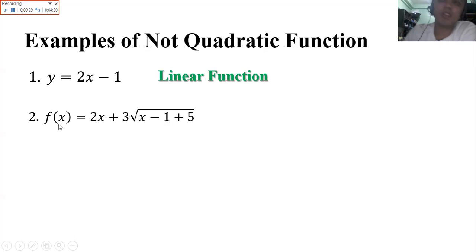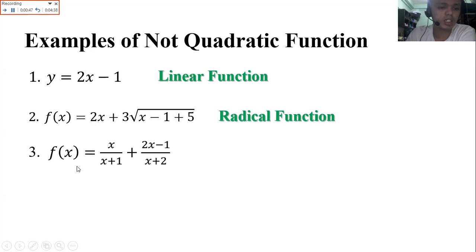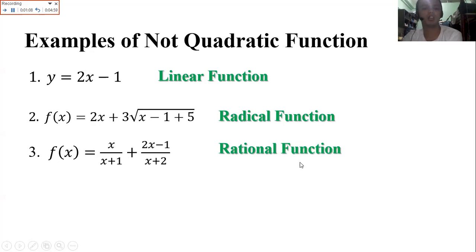Next, we have f of x equals 2x plus 3 times the square root of x minus 1 plus 5. Again, it is not a quadratic function. Aside from not seeing an exponent of 2, we have a radical sign. So this is called a radical function. Next, f of x equals x over x plus 1 plus 2x minus 1 all over x plus 2. So it is also not a quadratic function. First, because we have a denominator with x. Second, we have no exponent of 2. Therefore, this is called a rational function.